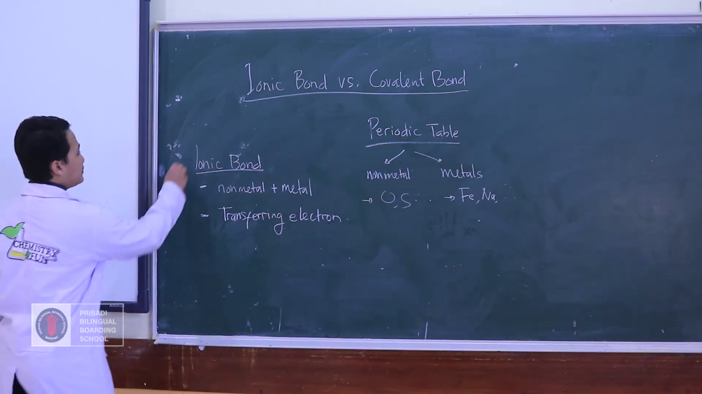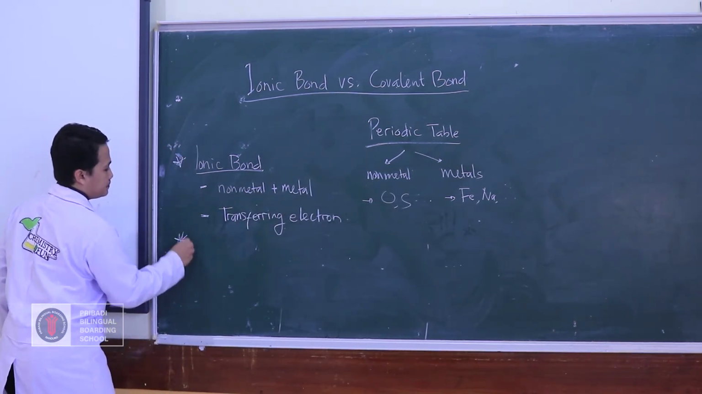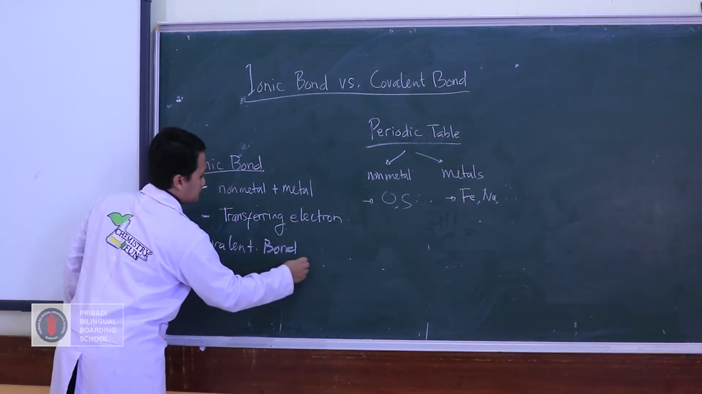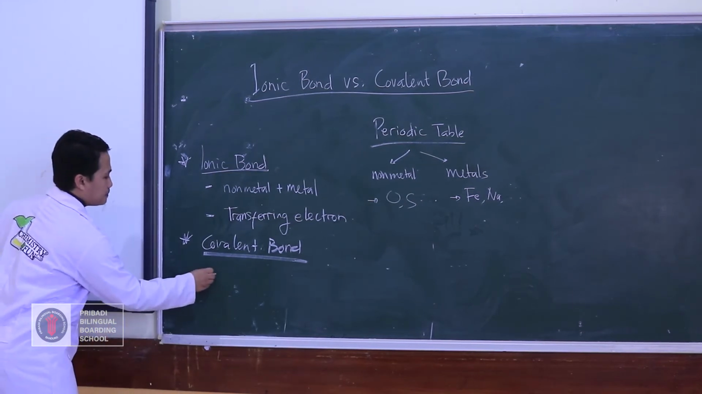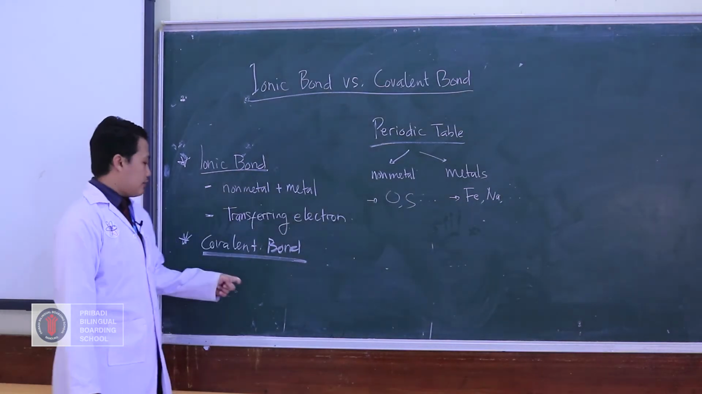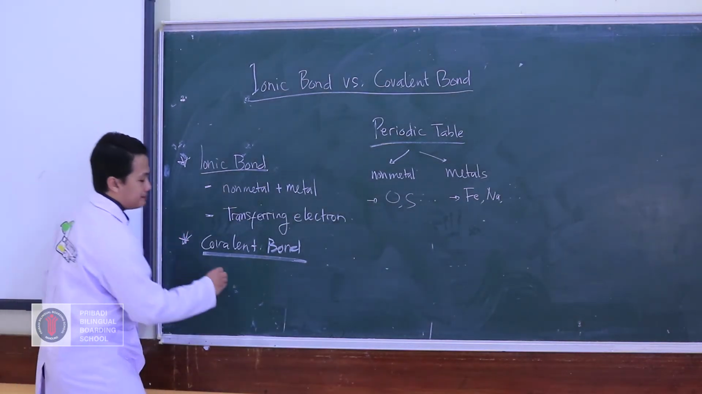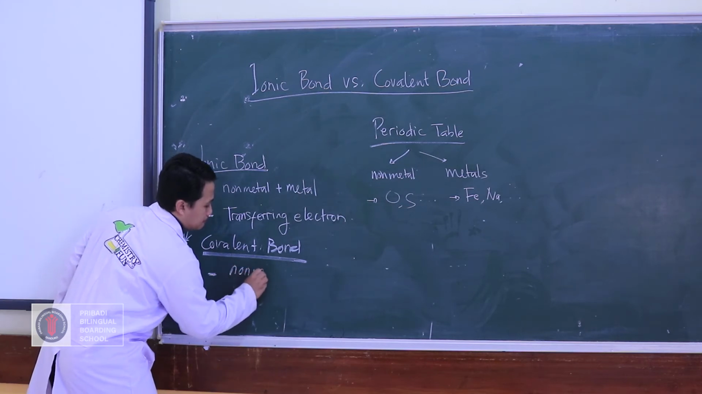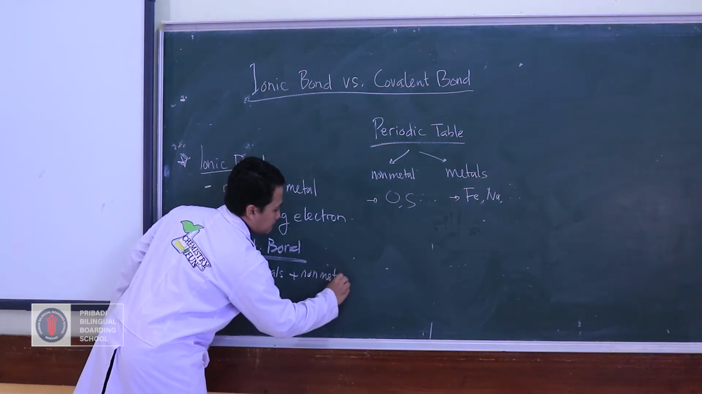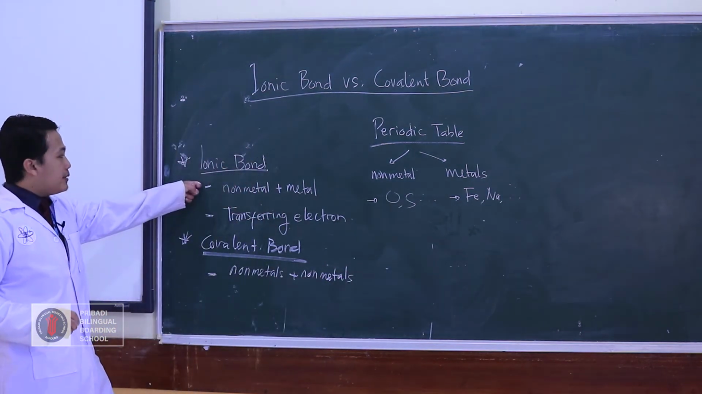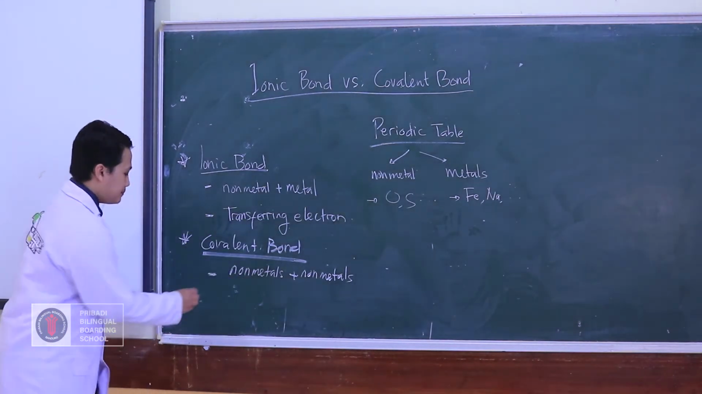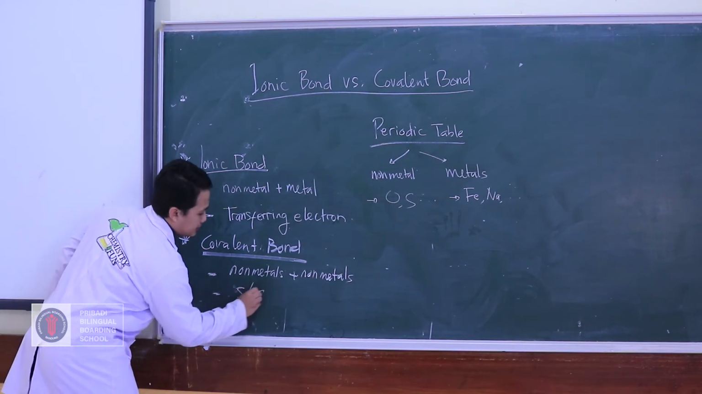What about the covalent bond? Covalent bond, the first one: if the ionic bond is from non-metal with metal, then the covalent bond is between non-metals and non-metals. And then, if in the ionic bond there is transferring of electrons, in here there is sharing of the electrons.